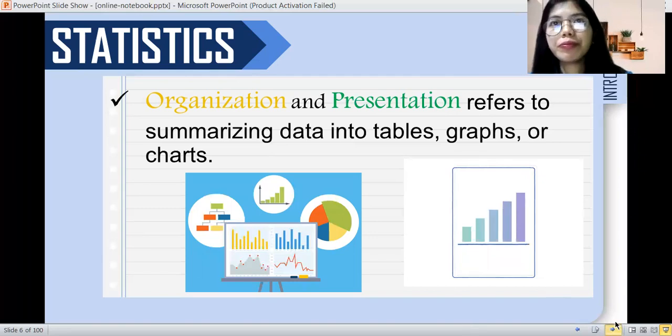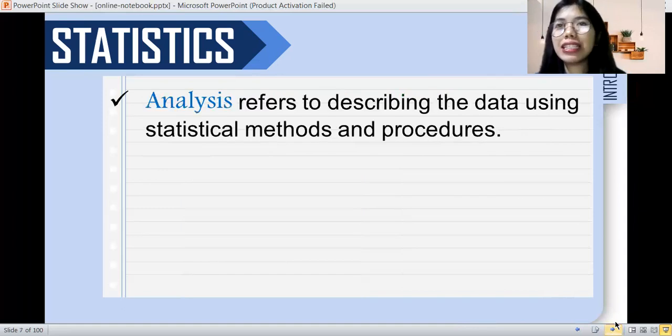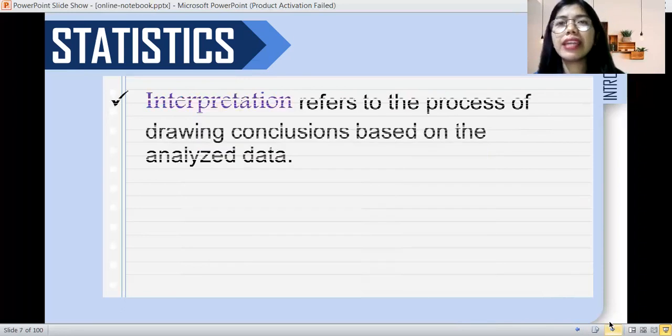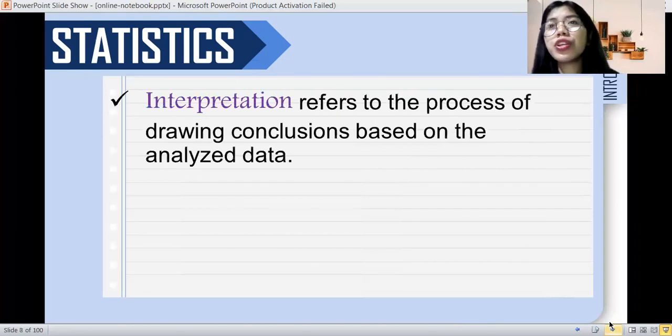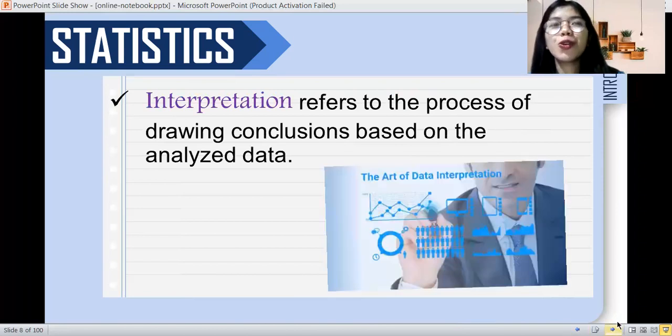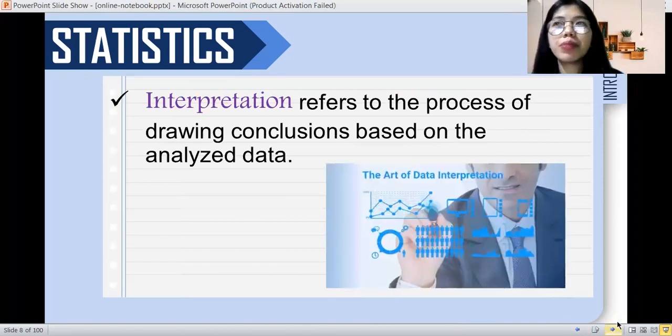Okay? Then we also have the analysis. This refers to describing the data using statistical methods and procedures. And the interpretation, which refers to the process of drawing conclusions based on the analyzed data. So yun po yung 5 steps or 5 processes when we are conducting statistics.